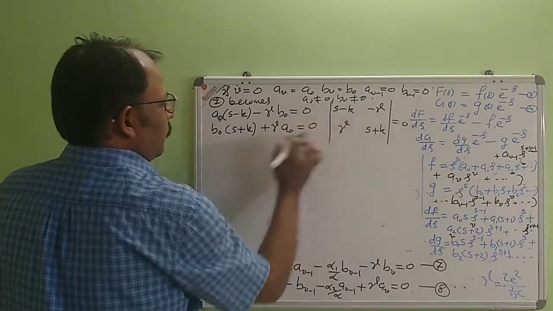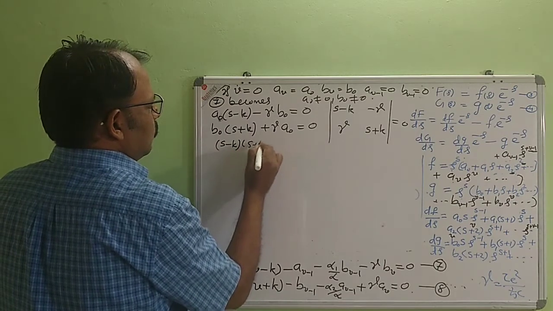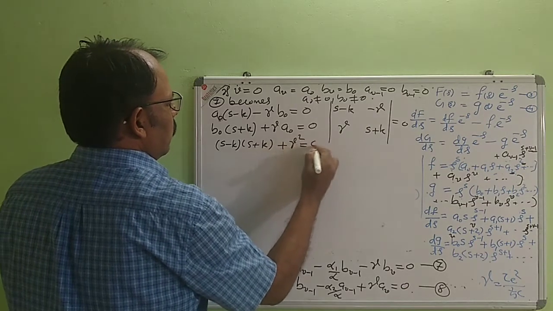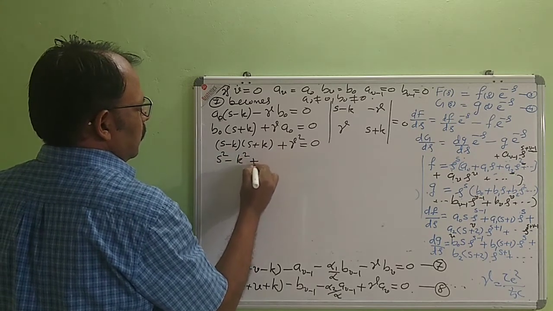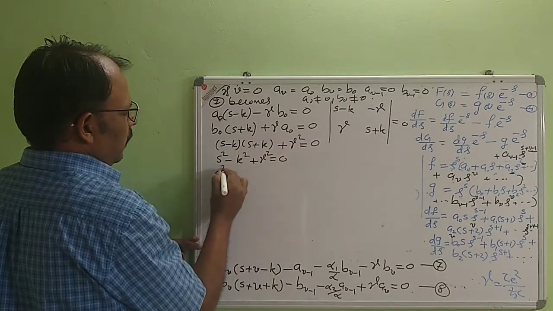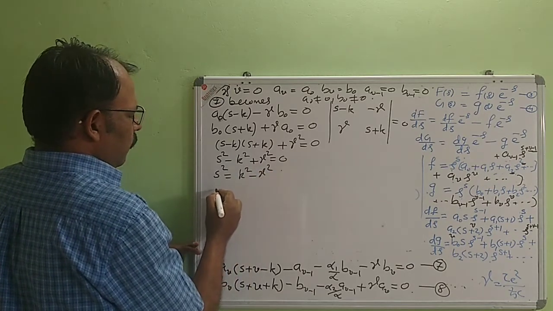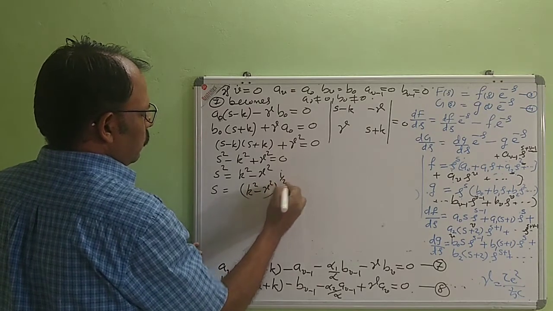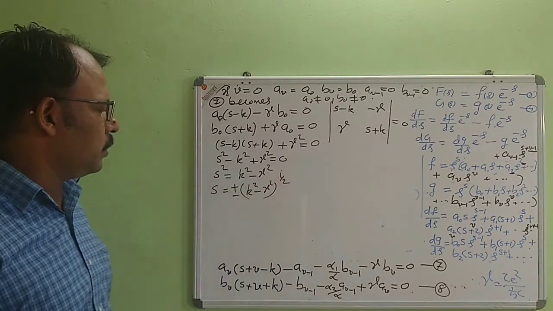When you take the determinant of this coefficient matrix, you will have S minus K into S plus K minus gamma into gamma. So it is plus gamma square equal to 0, or S square minus K square plus gamma square equal to 0, or we can write S square equal to K square minus gamma square, or S is equal to plus or minus K square minus gamma square the whole raised to 1 by 2.